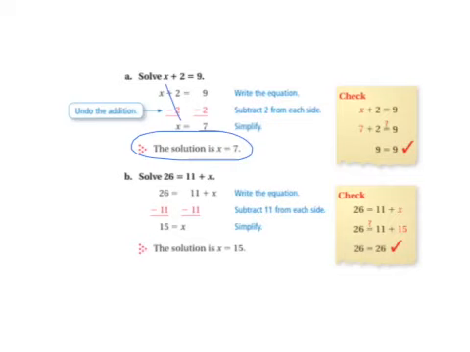Let's try this last one before we get into doing them on our own. 26 equals 11 plus x. Well, I want to get rid of the 11. The opposite of 11 is minus 11. So 11 minus 11 is 0. It's gone. I've left x all by itself. 26 minus 11 is 15. So our solution is 15.